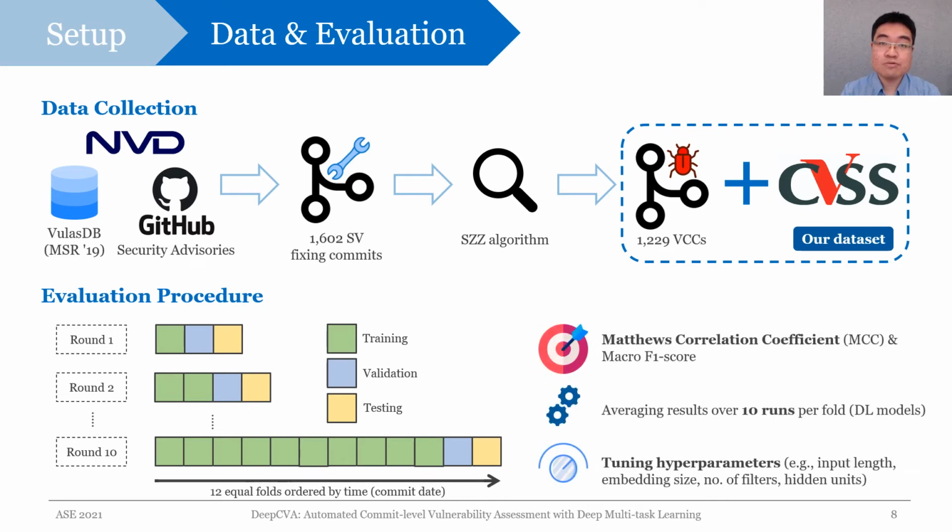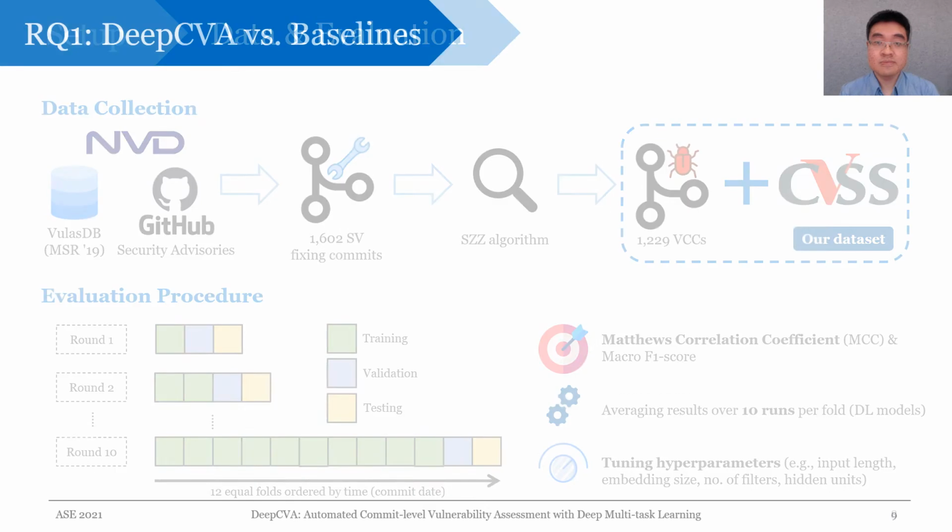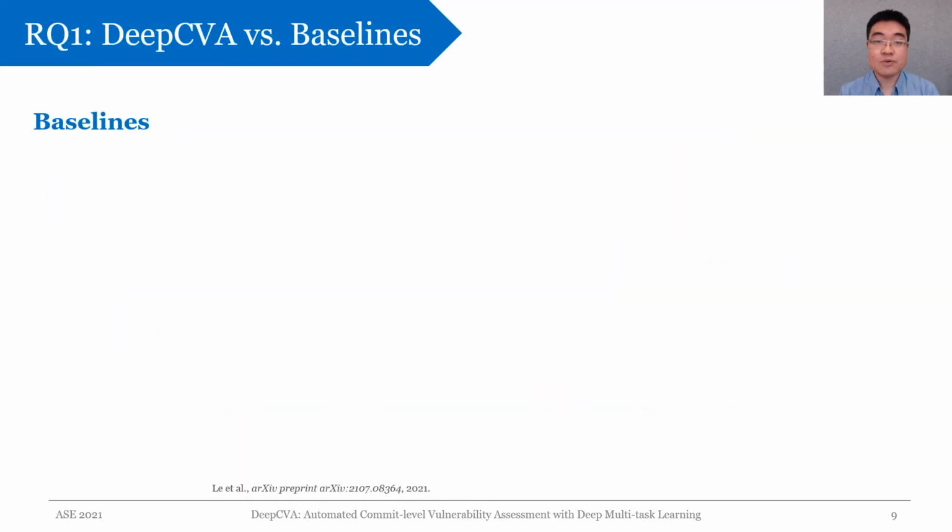We use Matthews Correlation Coefficient, MCC, as the main evaluation measure as it considers all the cells in a confusion matrix. We also reported macro F1 score as is commonly used for multi-class classification tasks. For deep learning models, we average the results over 10 runs to reduce the randomness. We also tune hyperparameters to obtain the optimal performance of the models. Now I'll present our key findings.